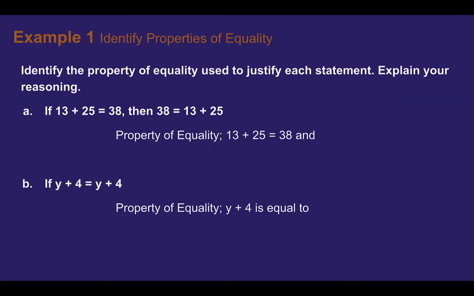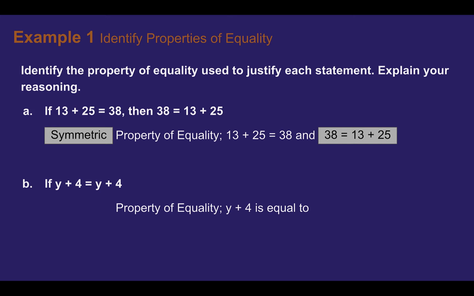Example 1. Identify properties of equality. Identify the property of equality used to justify each statement. Explain your reasoning. So part A, we have if 13 plus 25 equals 38, then 38 equals 13 plus 25. Based on what we see here, we have the same quantities from the first part to the second part. They just switched sides. This is the symmetric property, where we had 13 plus 25 equals 38, and then switched around, 38 equals 13 plus 25.